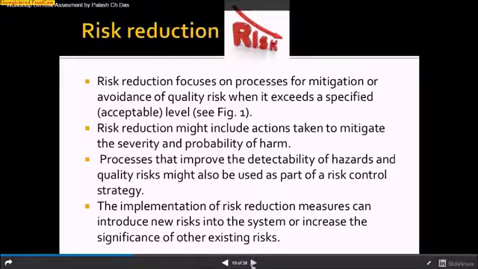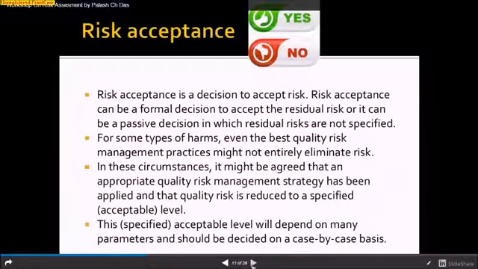When implementing risk reduction measures, sometimes we give measures on how we can reduce the risks. We need to look at those as well, because they can increase the risks in the system again. So you should always look back at your implementations, what measures you are going to take for the risk reductions.